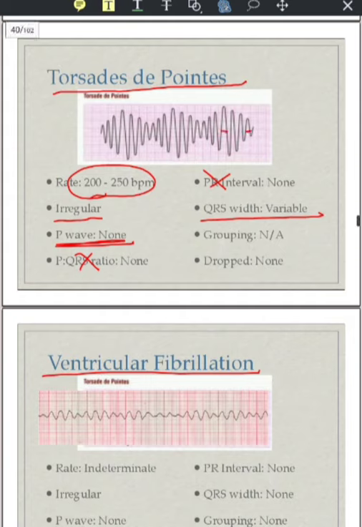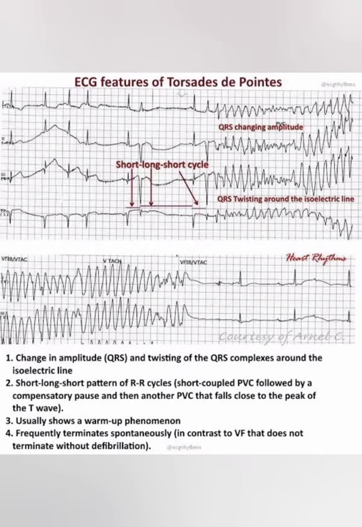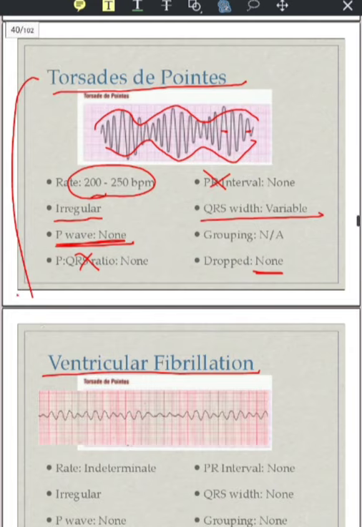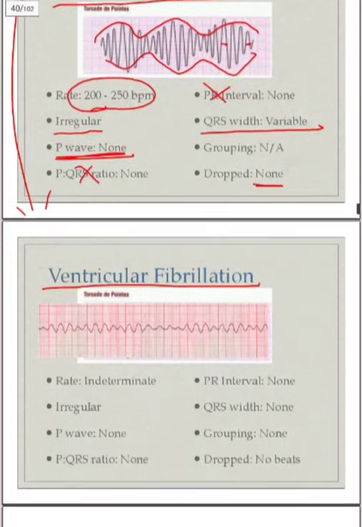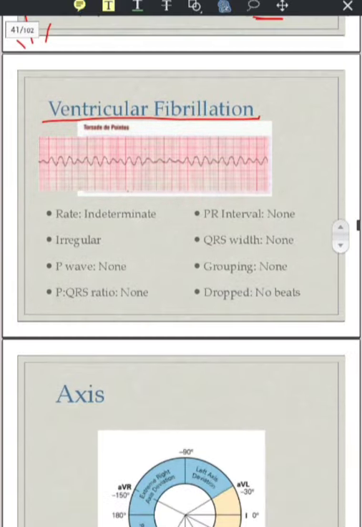It is a form of ventricular tachycardia, torsades de pointes, but the complexes are shaped like these sine waves, right? The potential complication of torsades de pointes is ventricular fibrillation, which is the only rhythm abnormality which is definitely lethal if not cardioverted, right? So in ventricular fibrillation, here you can see that there is an indeterminate rate. You cannot determine the rate because there is no particular R wave present.